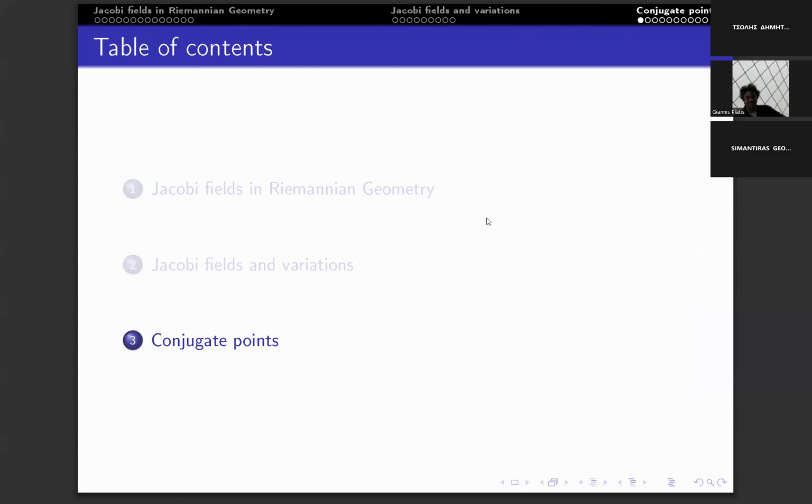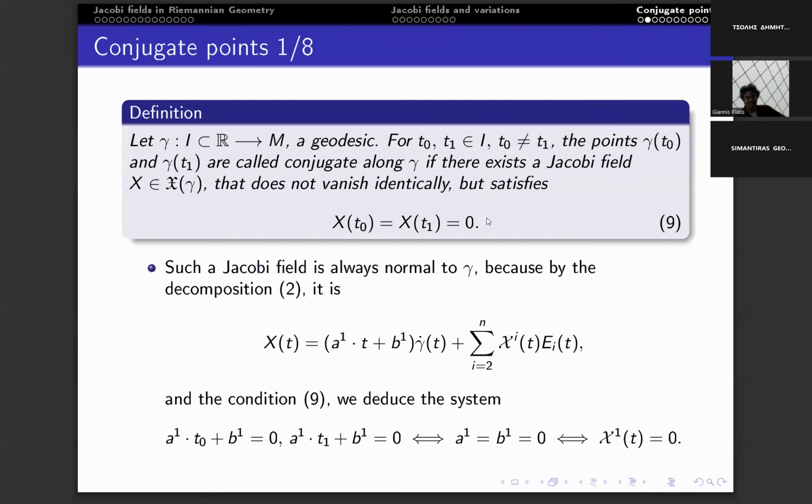So now we can present the conjugate points. Here we have the definition.